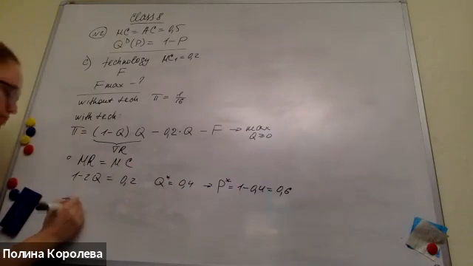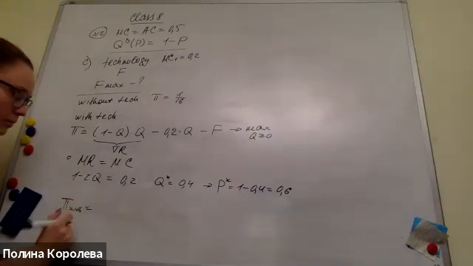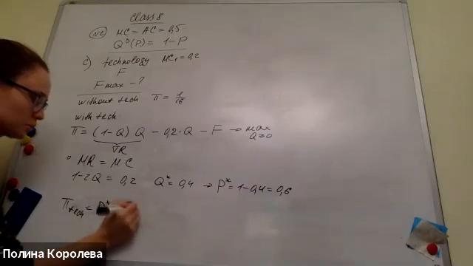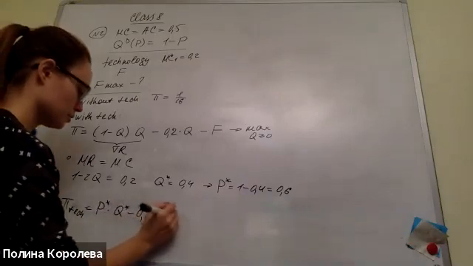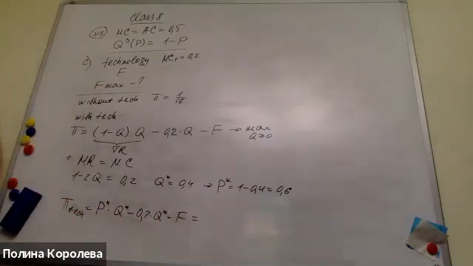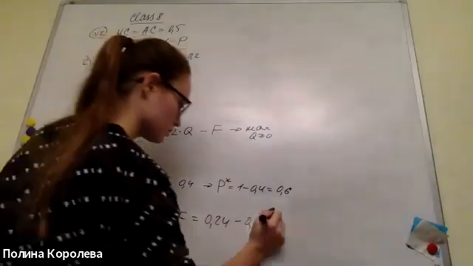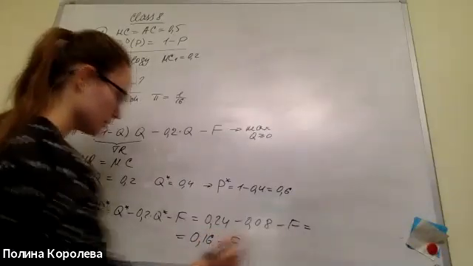Now we are ready to calculate our new profit with technology. Optimal price multiplied by optimal quantity, minus 0.2 multiplied by optimal quantity, minus F. This will be 0.24, it's total revenue, minus 0.08, minus F. And this is 0.16 minus F.